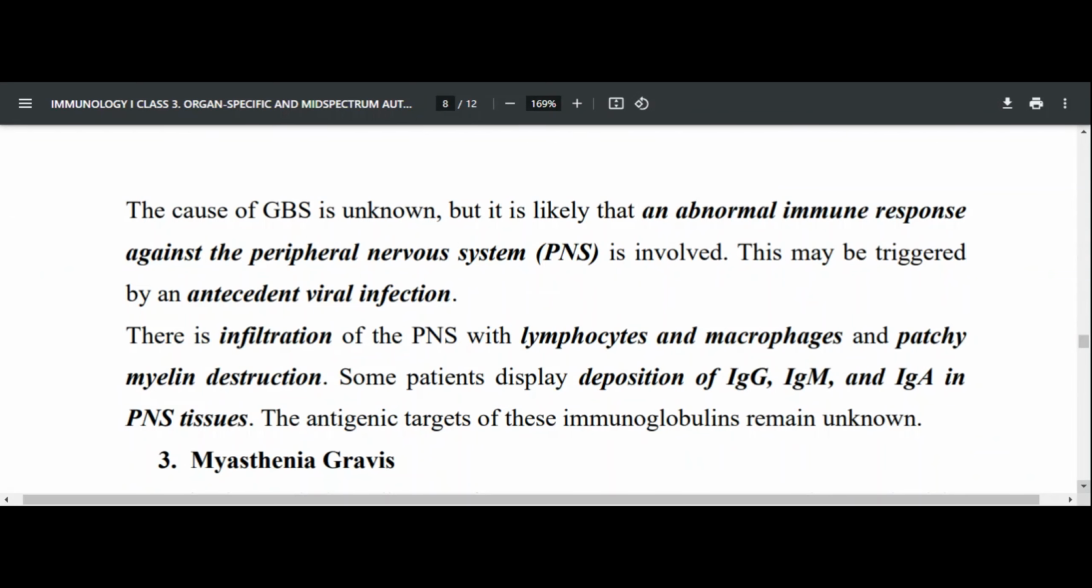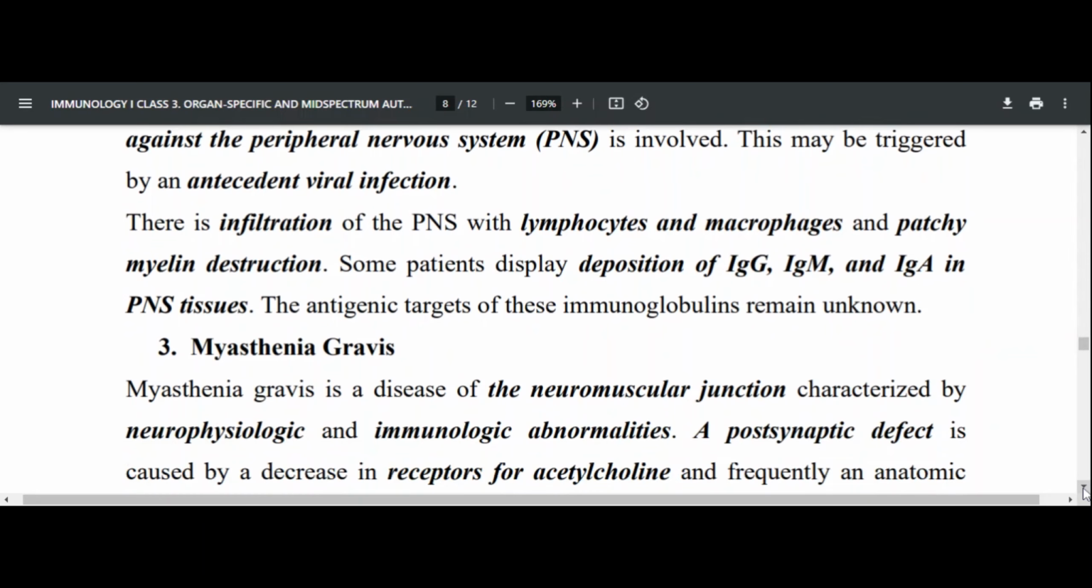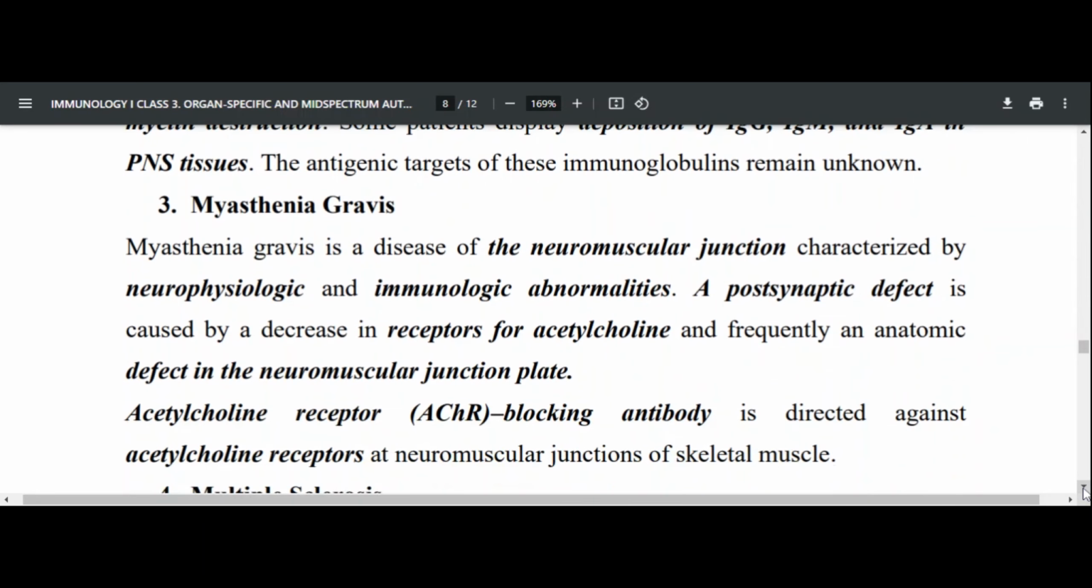Myasthenia gravis is another degenerative disorder, and it is also an autoimmune disorder. It is a disease of the neuromuscular junction, characterized by neurophysiologic and immunologic abnormalities. The problem in myasthenia gravis is a post-synaptic defect, caused by a decrease in receptors for acetylcholine and frequently an anatomic defect in the neuromuscular junction plates. So what is happening in myasthenia gravis is an abnormality in the neuromuscular junction.